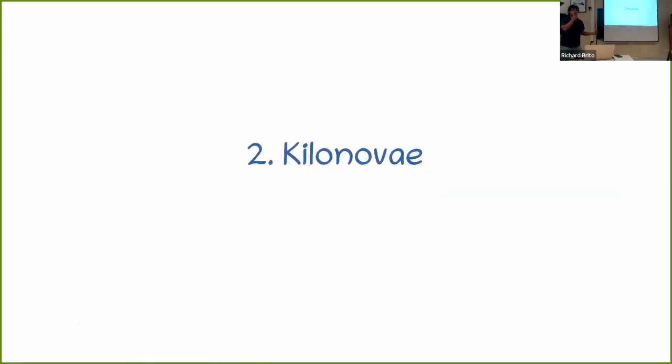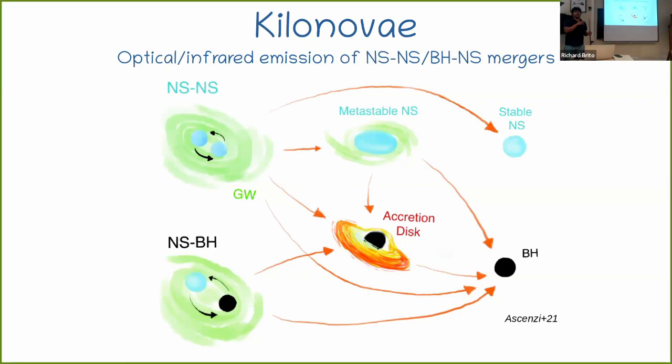So now let me go to a second astrophysical system. Different scale, kilonovae now. And you probably heard already about kilonovae. This is the optical and infrared counterpart of gravitational wave emission from two compact objects that have a neutron star. So basically, either neutron star or black hole neutron star merger, right?